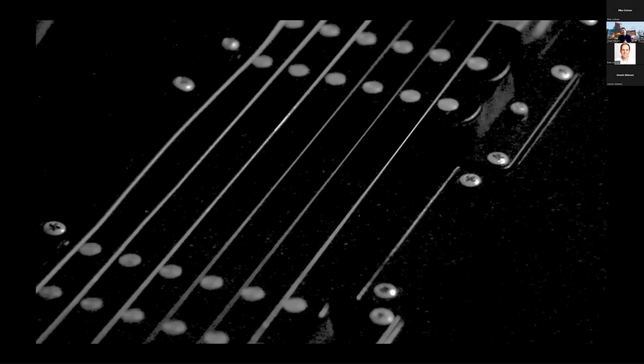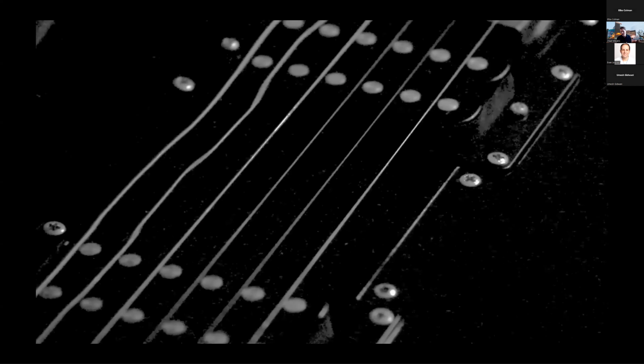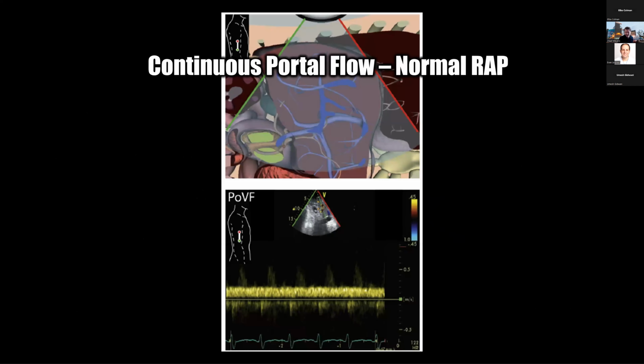Now, in the setting of normal right atrial pressures, we typically see very little conductance of pressure waveforms in the portal system. So in the setting of normal pressure, what that'll show is basically just a continuous flow pattern without any real pulsatility, other than maybe some pulsatility generated just by movement artifact.